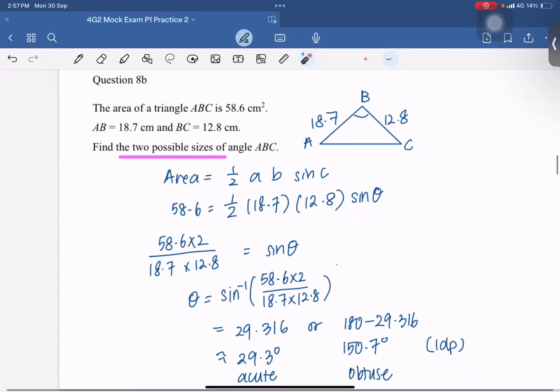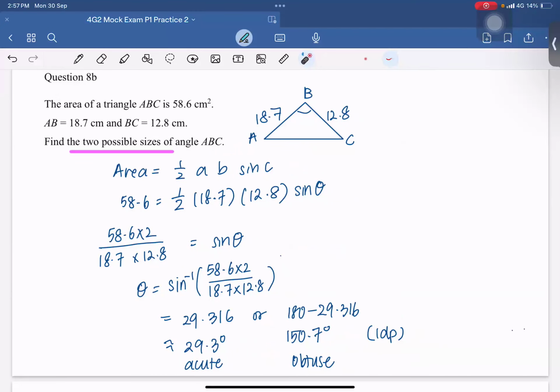The area of a triangle, and there was no picture, A, B, C. No picture, never mind. I sketch my own picture, correct or not? So I make a rough sketch ABC. AB is this number, BC is this number. They say find the two possible sizes of angle. That means they want two answers for angle ABC.